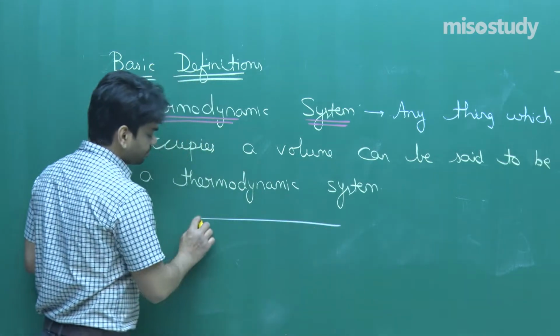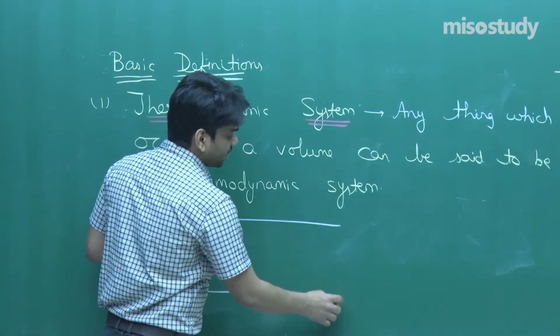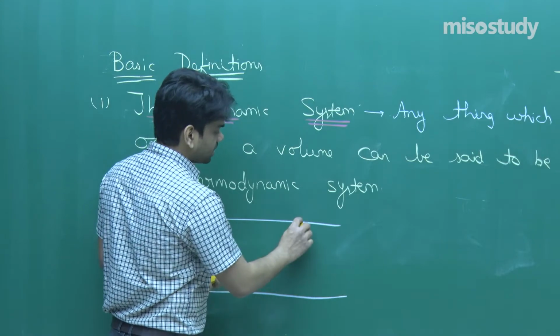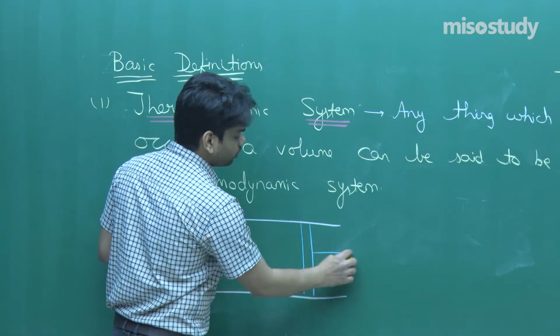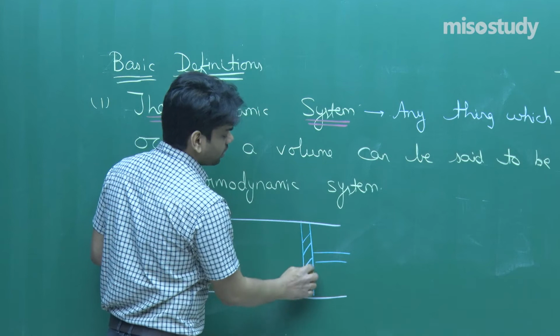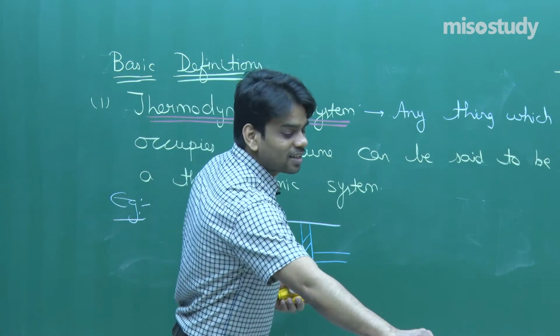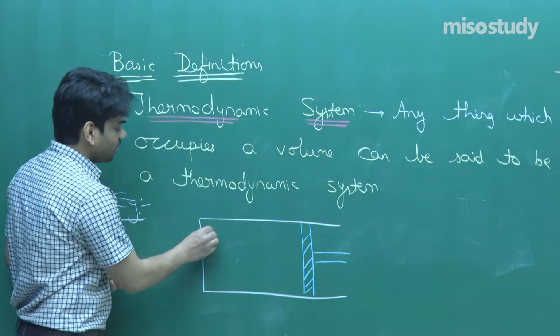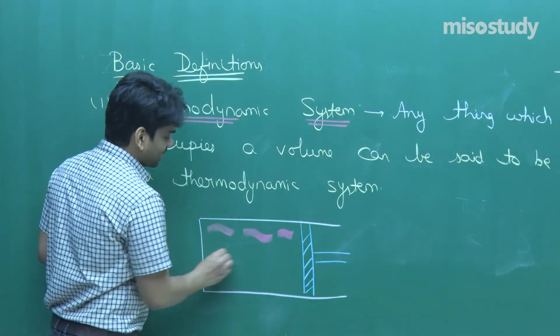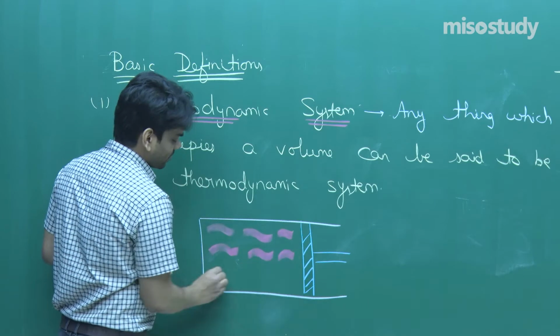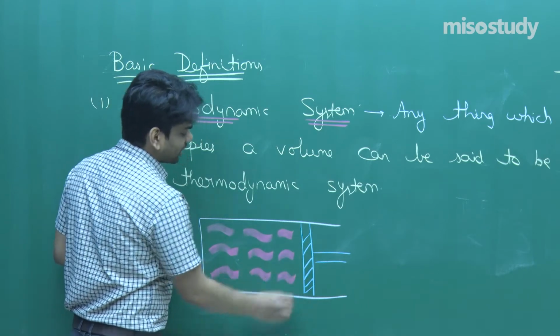So what we'll be referring to as a thermodynamic system in this chapter is a container. In the container we'll have a piston which will be free to move, as I have shown you here. There's a piston, it is free to move. There will be gas present in this container. Now we know that gas occupies the volume of the container.